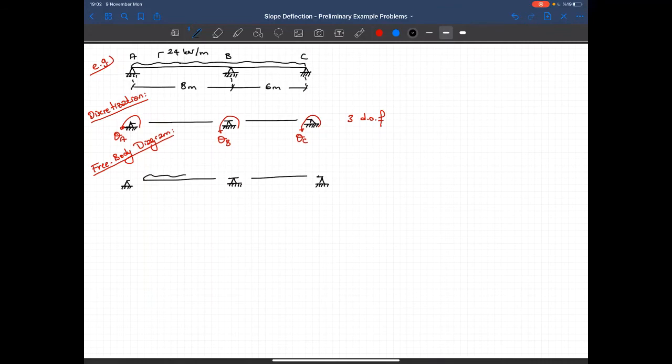I have a uniform distributed load here, uniform distributed load here. Now here I have MAB, I got MBA, I got MBC. They are all defined in counterclockwise direction because that's the way I derive my slope deflection equations. So these are the end moments. Now let's transfer the end moments to the nodes.